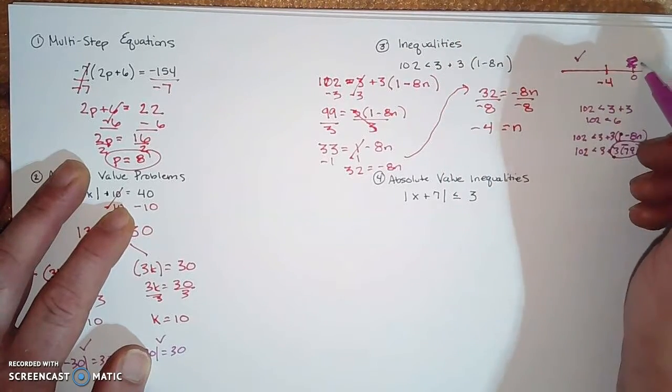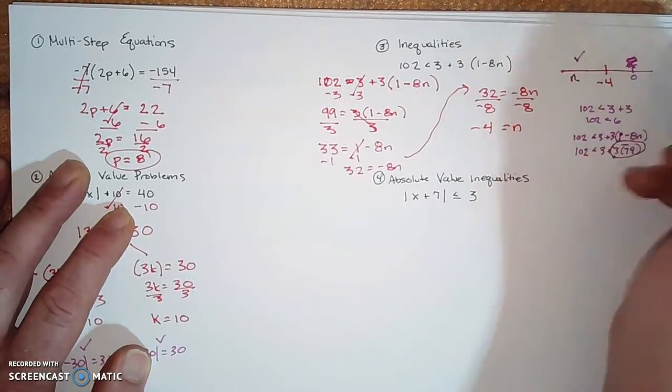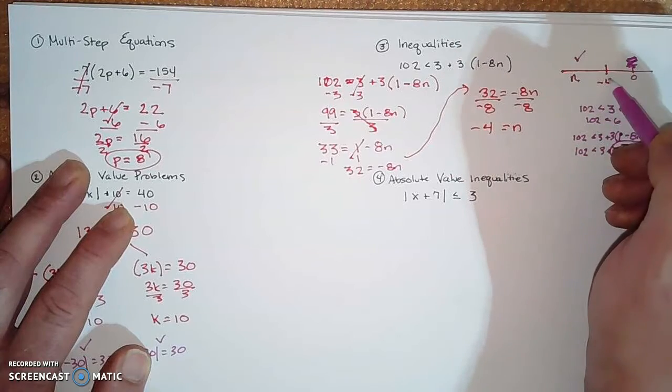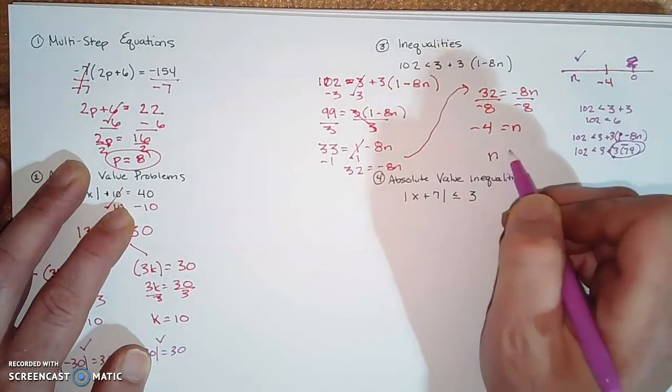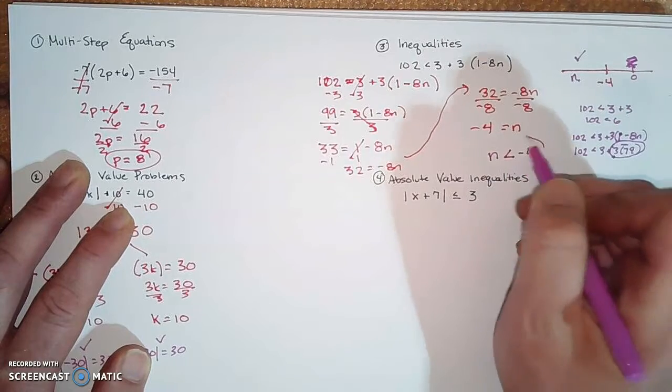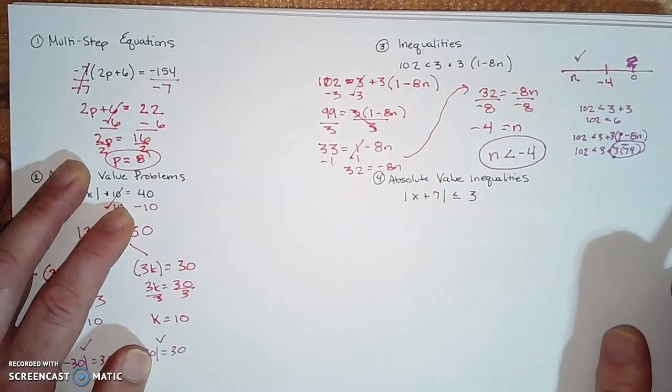So you can test one side, and you have the answer. These are where my n's are. So my question is n less than -4 or greater than -4? Look at the number line. N is less than -4 is the correct answer.